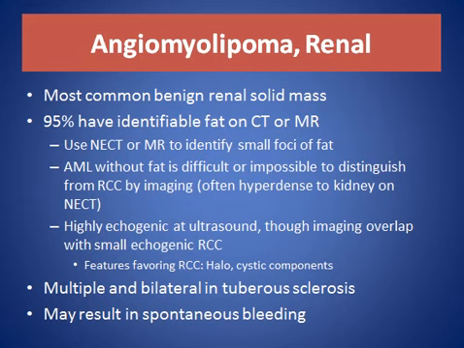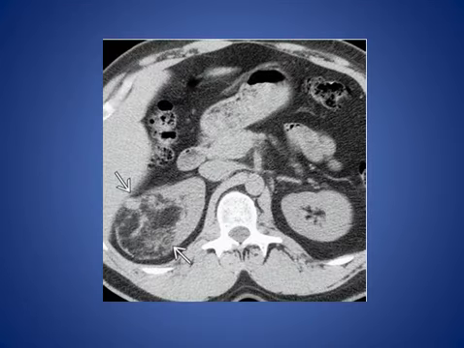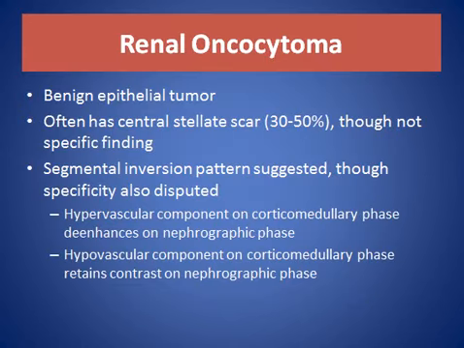Features favoring renal cell carcinoma: halo, cystic component. Multiple and bilateral angiomyolipomas are seen in patients with tuberous sclerosis and may result in spontaneous bleeding. Here is a patient with a right renal mass with fat density and solid component, consistent with angiomyolipoma. If it is more than 4 cm, it is prone to bleed.